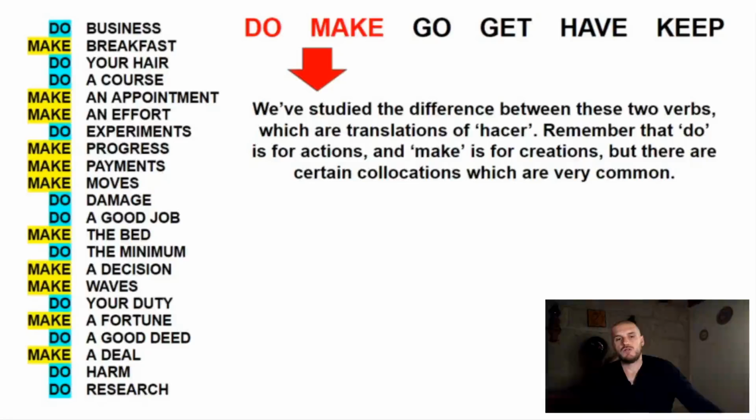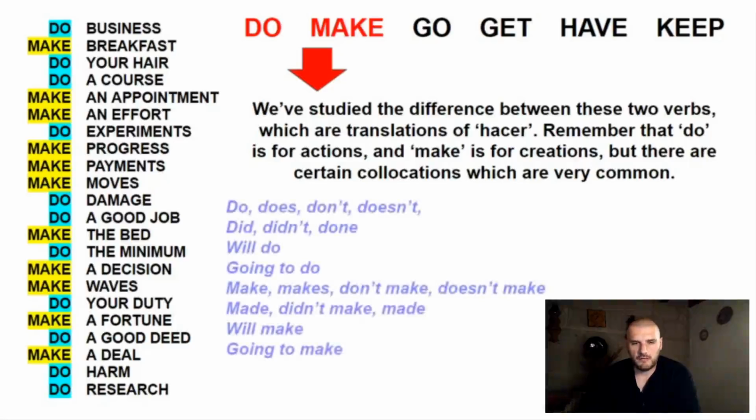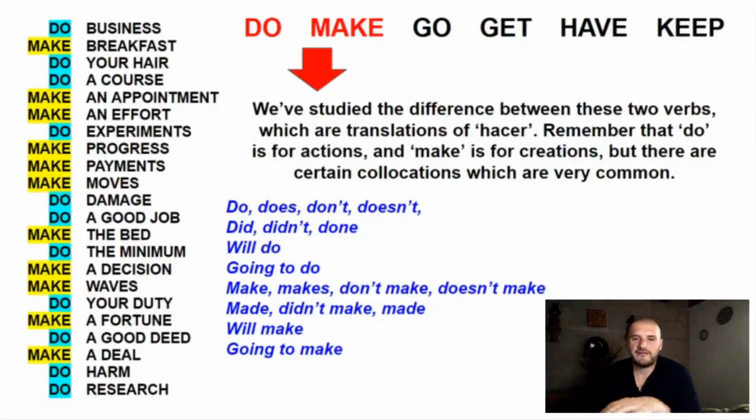Okay? So there are certain collocations. Of course, we're going to talk about more collocations, but just remember do and make are very special because they have the same translation in Spanish. So we're going to continue with a little bit more study on do and make. Remember, we have a bunch of different forms: do, does, don't, doesn't, did, didn't, done, will do, going to do. Or make, makes, don't make, doesn't make, made, didn't make, made, will make, going to make. Do and make in all the different tenses, okay?